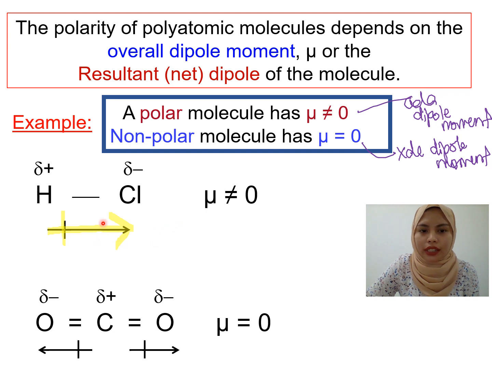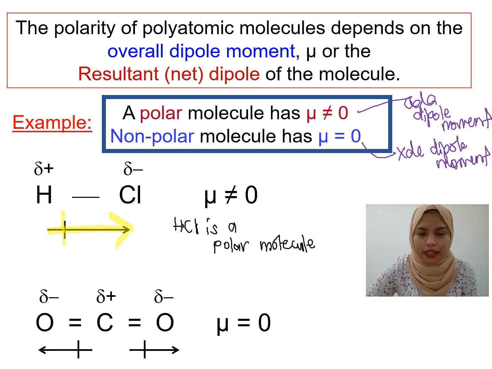So bila molekul ni dia ada dipole moment, bermaksud dipole moment dia tak samalah dengan 0 kan? Sebab apa? Sebab molekul ni ada dipole moment. So kita boleh bagi tahu dengan simbol macam ni. Okay, so since you tahu yang molekul ni dia ada dipole moment, therefore we can say that HCl is a polar molecule. Okay, sebab apa? Molekul HCl ni dia ada dipole moment. Okay, so next ialah let's go through the CO2.